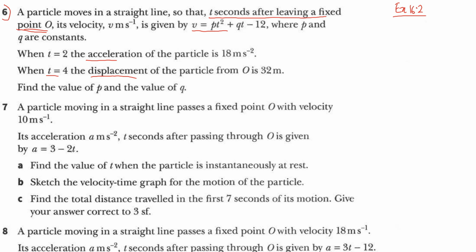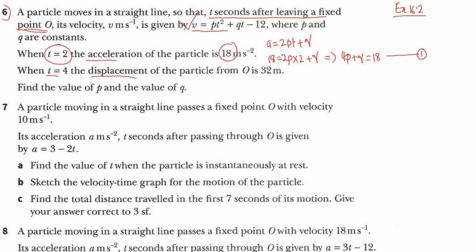To get the acceleration, we have to differentiate the velocity expression. Let me write acceleration as a. If we differentiate this velocity expression, we get 2pt plus q, and minus 12 is a constant, so it becomes 0. At time t equals 2, the acceleration is given as 18. Let me put these values in our expression: 18 equals 2p into 2 plus q. So 4p plus q equals 18. We can write that as the first equation.